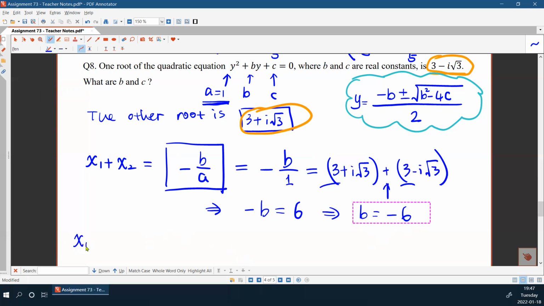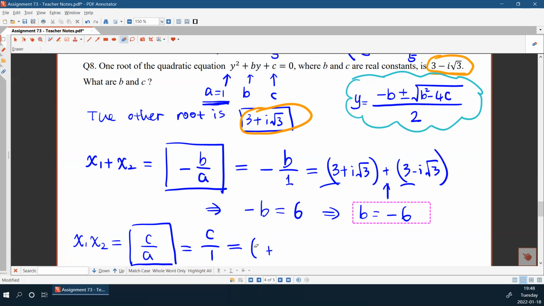We can use the product of x1 and x2, right? The product of x1 and x2 is, what should I put here? C over A. C over a. Okay, so back to this question. What is C? C is just C here, right? Which is the unknown. And what is A? 1. And can you tell me what is the product of x1 and x2? C.